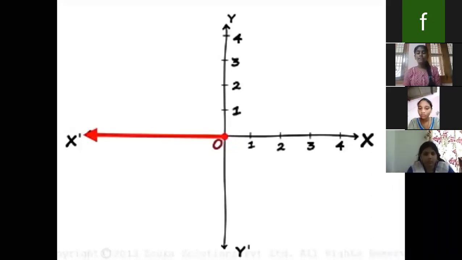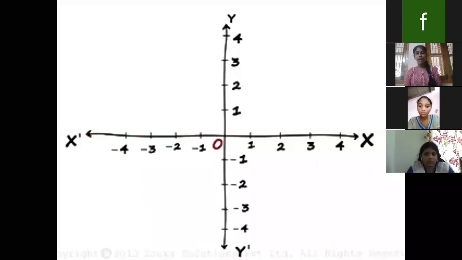We need to start writing the negative numbers on the left side of the x-axis. It is known as x dash: -1, -2, -3, -4 and so on. And on the other side of the y-axis: -1, -2, -3, -4.